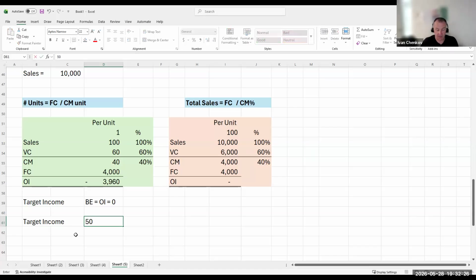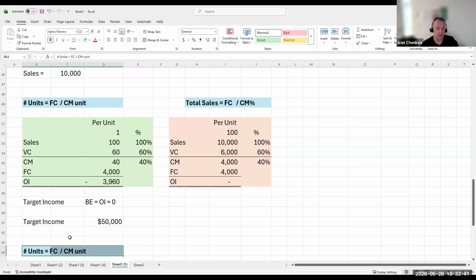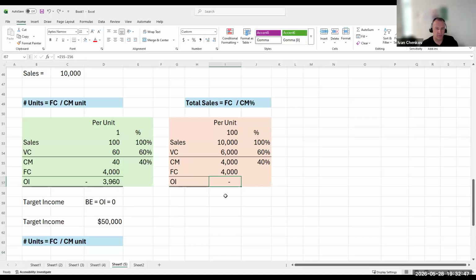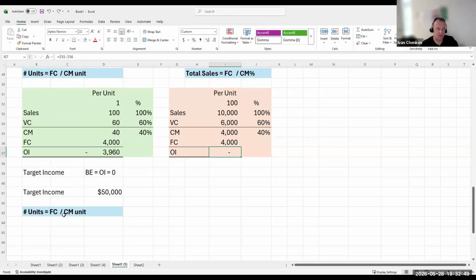50,000. How do we want to achieve a target income of 50,000? Now the question is, how many units do we need to sell in order to achieve what we want, which is 50,000 income? Because staying on zero operating income, that's not fun. So what we need to do is very simple.